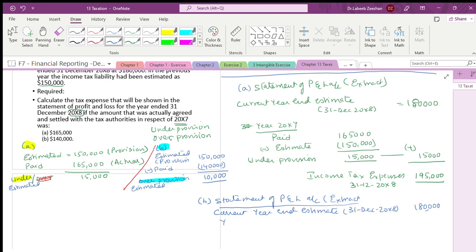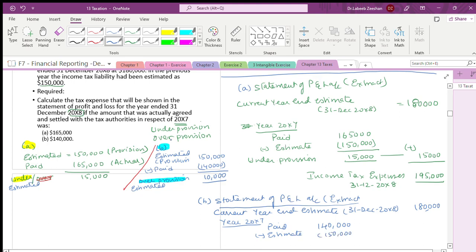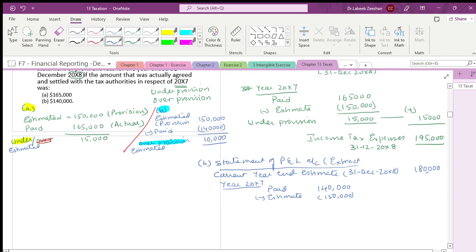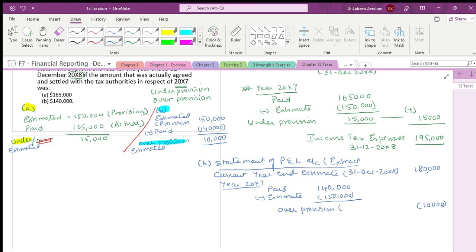First we have to settle the last year, is it right? How much have we paid? 140. We have paid 140 minus the estimate. We have made an estimate of how much? 150. Now what have we done? It is minus. How much is the minus? 10,000. It is what? Over provision or over estimate.